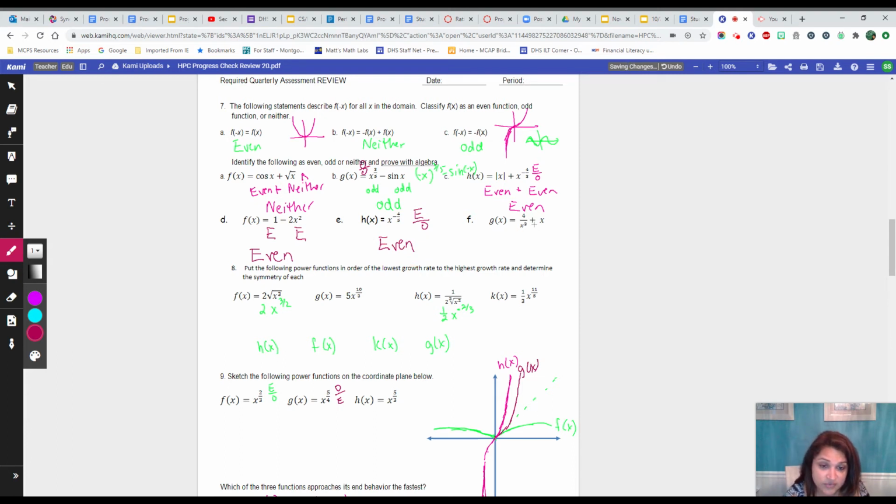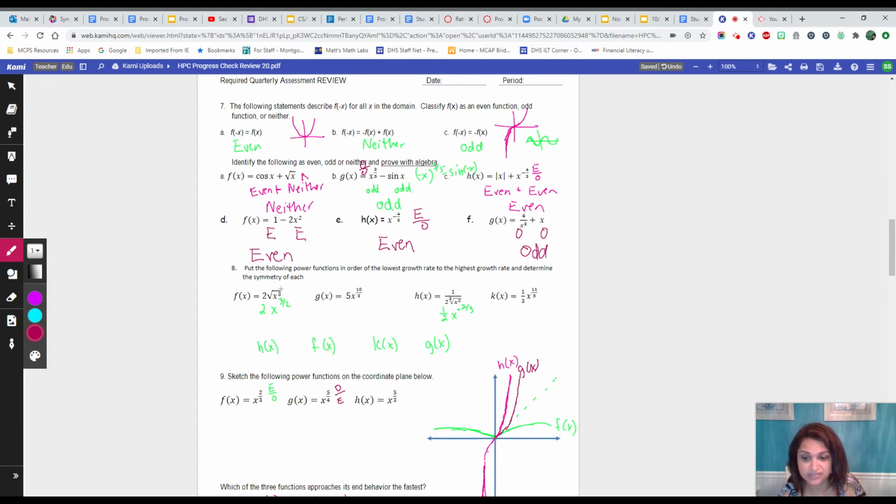Okay, and then this is 4 over x to the third. So that one is odd, and this one is odd. So that's odd and odd. That means my final answer is odd. All right, so if I put these in order from least to greatest, you are looking at the exponent.